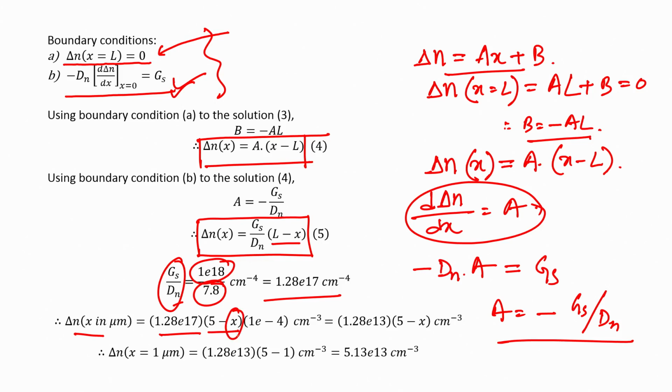We have constructed this expression in such a way that x is in micrometer. So you have to convert this into centimeter in order to get the whole expression in per centimeter cube value. Normally we express any concentration as per centimeter cube value. So I have converted that micrometer into centimeter by multiplying with 1e minus 4. So this is the final expression where x is in micrometer. Now you just plug in x equal to 1 micrometer and you will get the answer for the excess electron concentration at x equal to 1 micrometer.